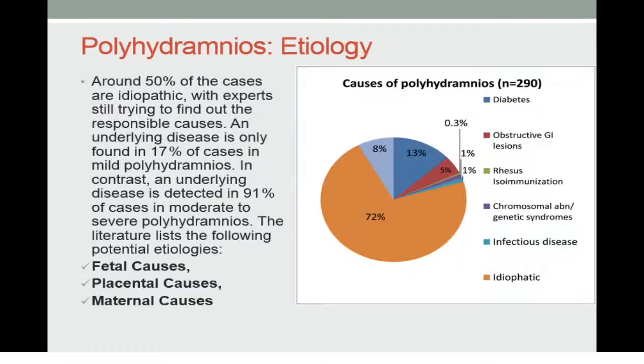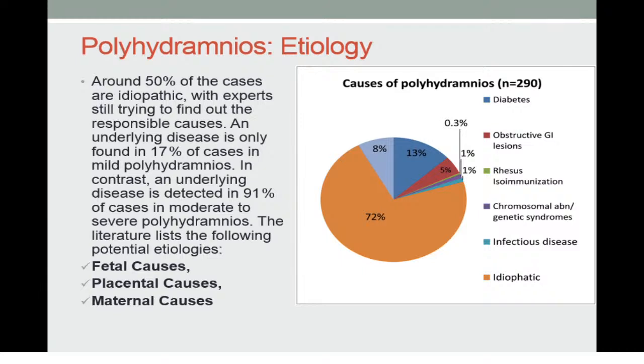What is the etiology of polyhydramnios? Around 50% of the cases are idiopathic, with experts still trying to find out the responsible causes. An underlying disease is only found in 17% of cases in mild polyhydramnios. In contrast, an underlying disease is detected in 91% of cases in moderate to severe hydramnios. The literature lists the following potential etiologies. Groups of etiological factors: fetal causes, placental causes, and maternal causes.